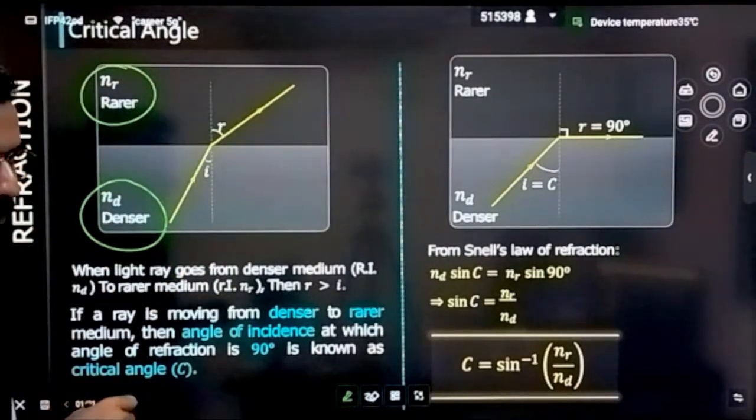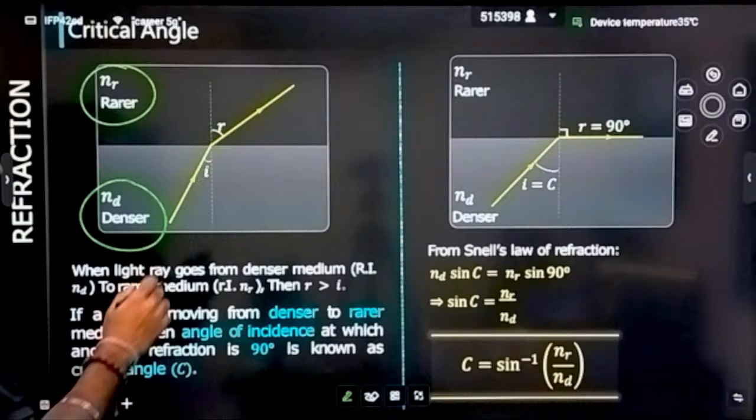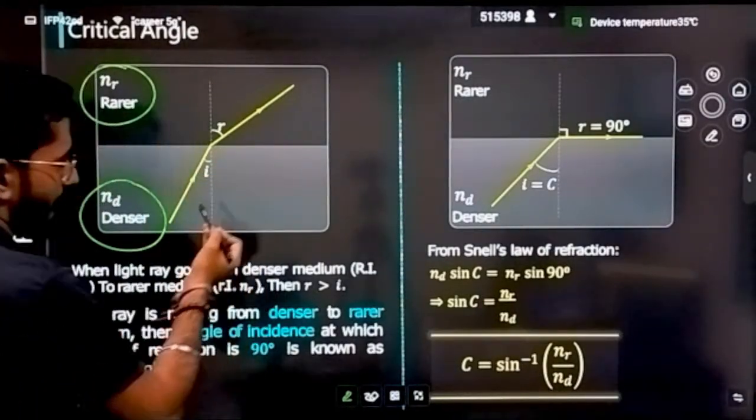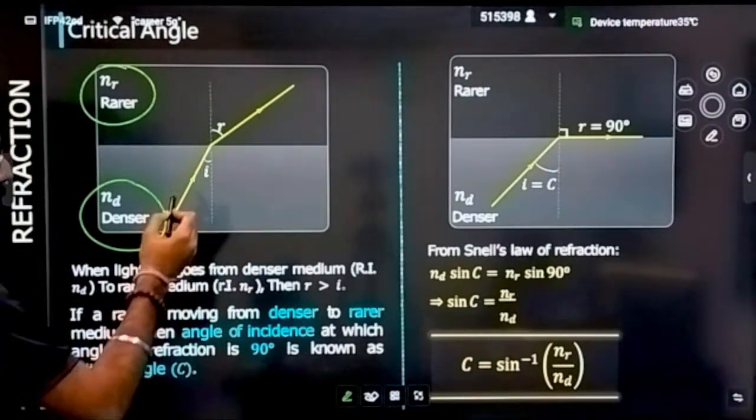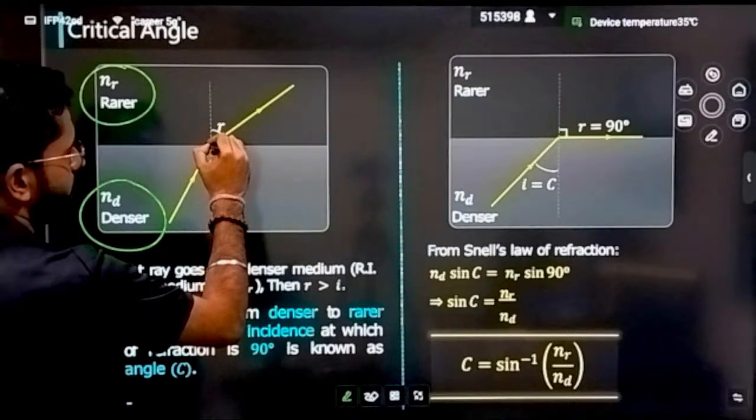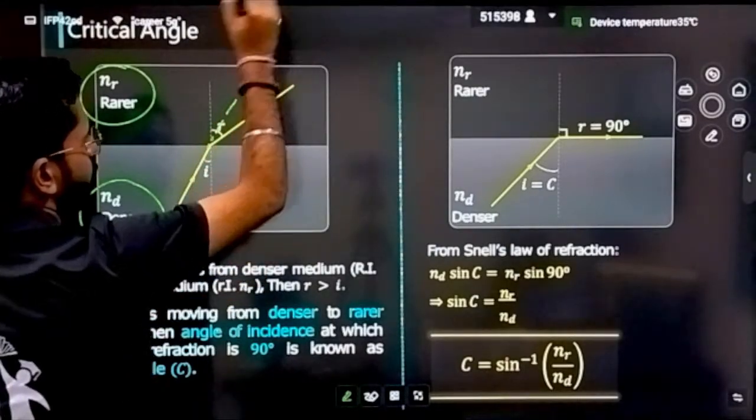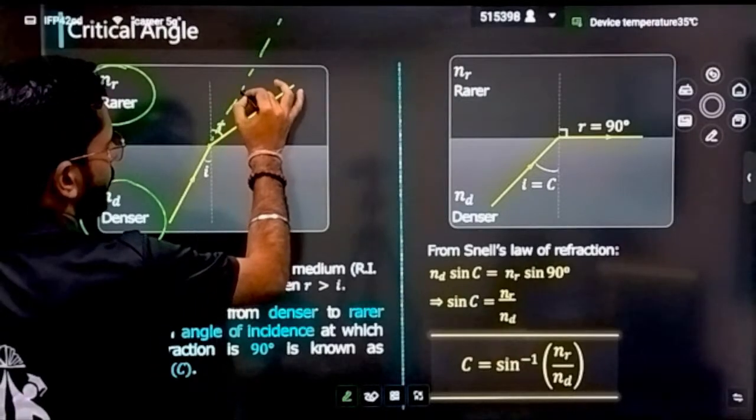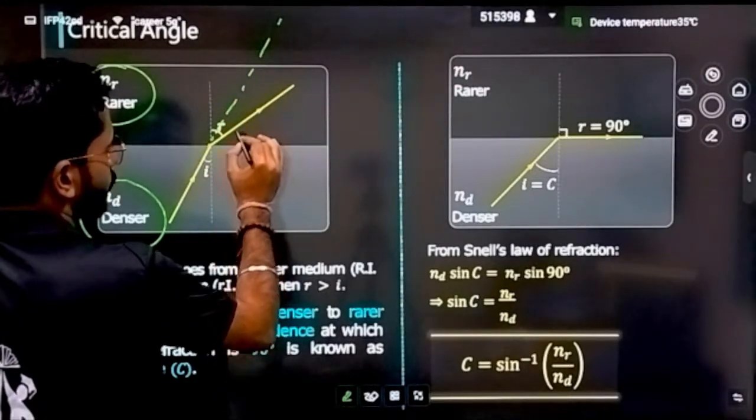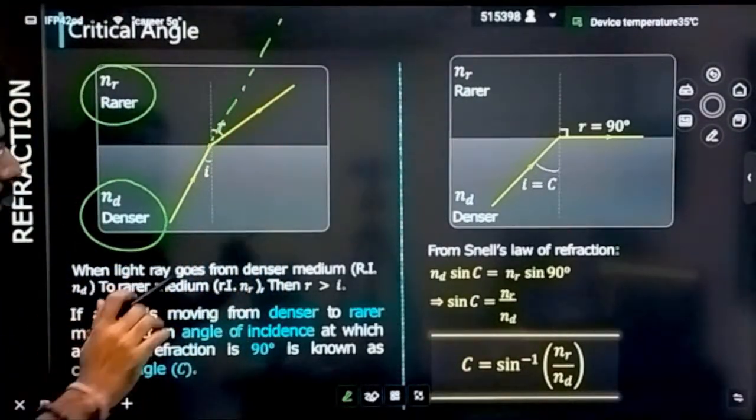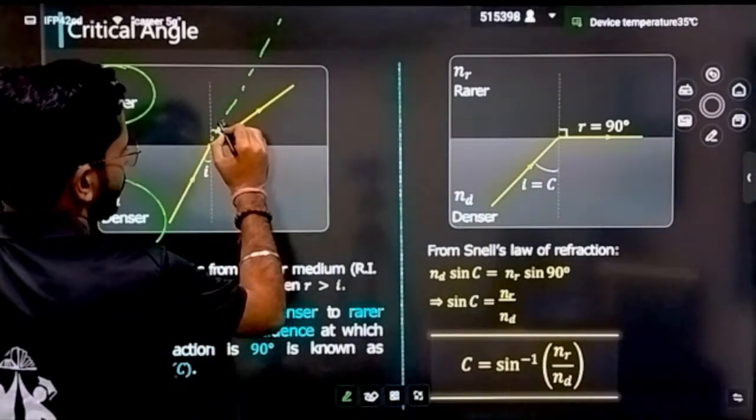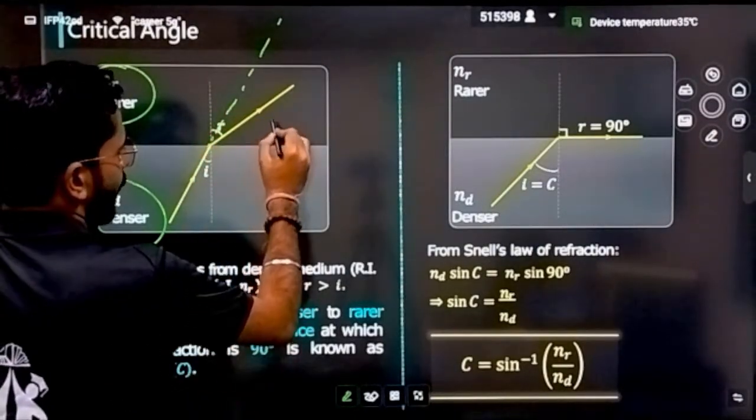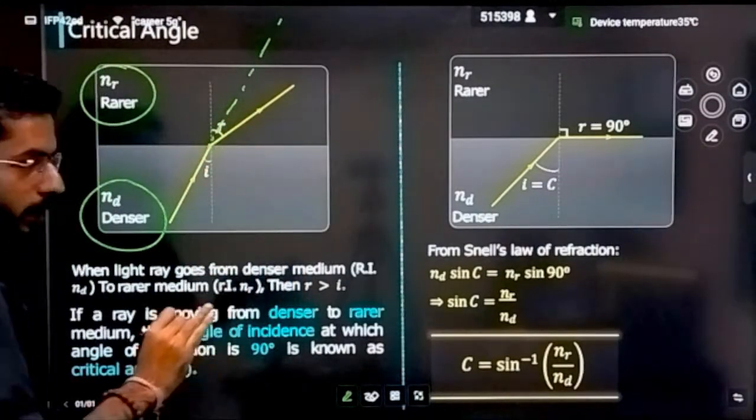When you are going from denser medium to rarer medium, what phenomenon will you observe? This kind of phenomenon will occur. This is the original path of the incident ray, and then there is the bending. Going from denser to rarer medium, as I've told you, bending is always away from the normal. Bending is away from the normal, that is r.